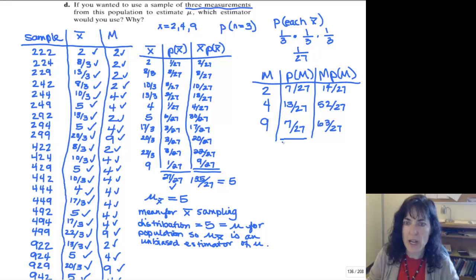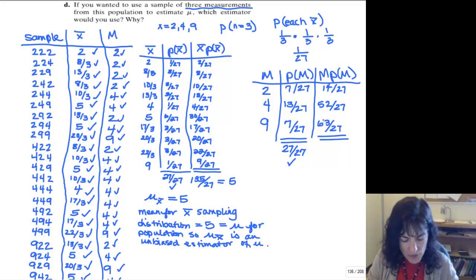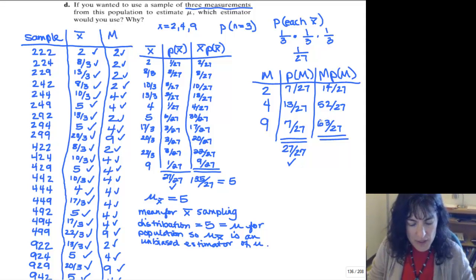Now remember, we can double check that I didn't miss anything. When I add those up, 13 and 7 is 20, and then 7 more gives me 27. So that does add up to a whole 1, which it should for probabilities, so I know I got them all. And then when I add these up to find the mean, it'll be 63 plus 52 plus 14, which is 129 over 27. And I'll divide by 27.